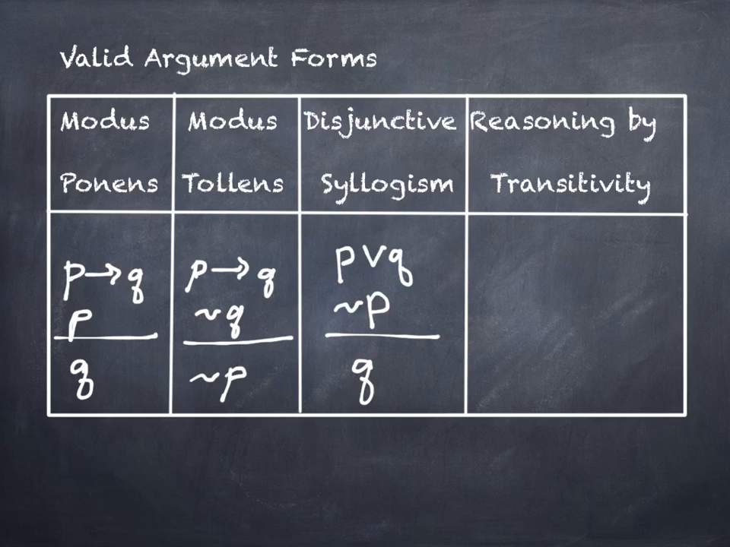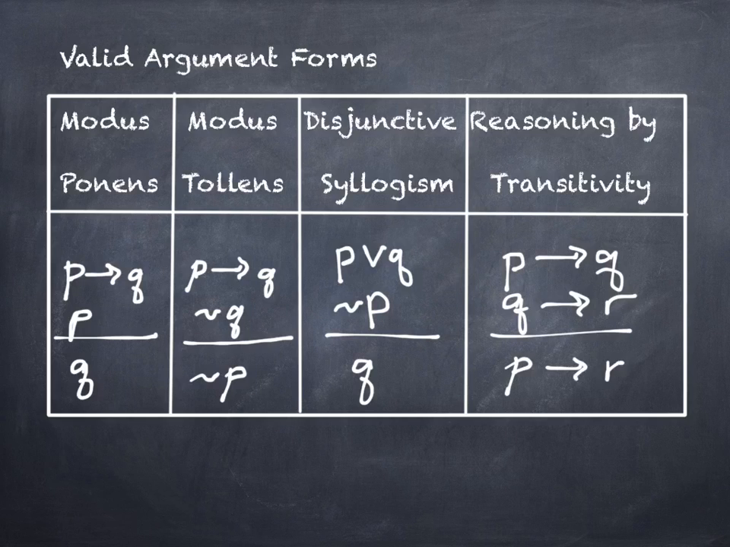And then this last one is reasoning by transitivity. It says P arrow Q, Q arrow R, implies P arrow R. You've seen this done with numbers before. If 1 is less than 2 and 2 is less than 3, then 1 is less than 3. I mean, you're just stringing things together. If A equals B and B equals C, then A equals C. This is reasoning by transitivity. You've done it before.